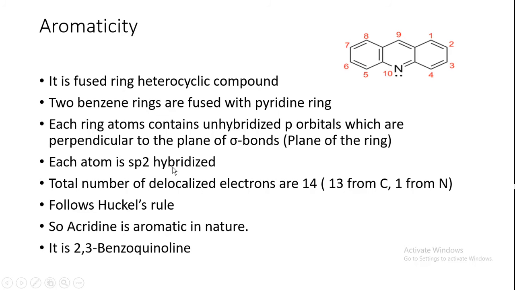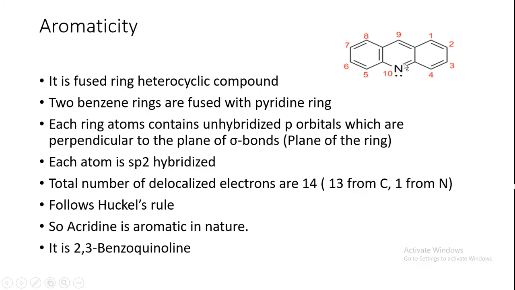Each atom is sp2 hybridized, correct? Each atom is sp2 hybridized. Total number of delocalized electrons is 14, 13 from carbons, 1 from nitrogen. So 1 2 3 4 5 6 7 8 9 10 11 12 13. So total 13 from carbon and 1 from nitrogen. So it follows Huckel's rule. Okay, so acridine is aromatic in nature, and you have to remember it is 2,3-benzoquinoline.